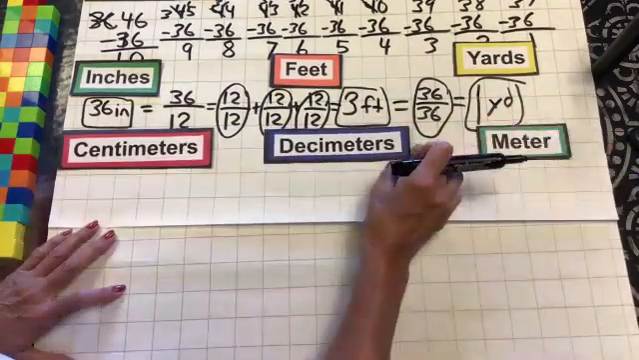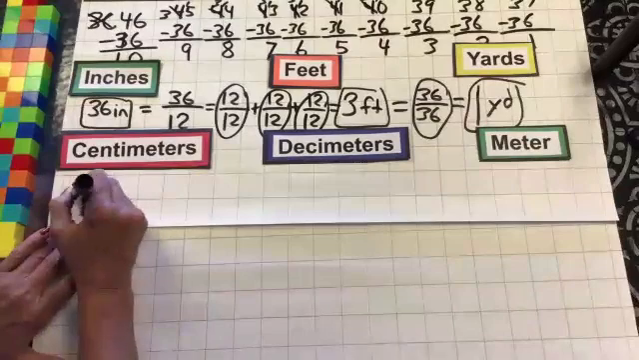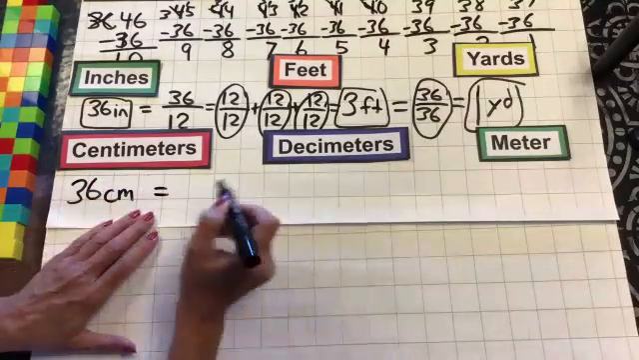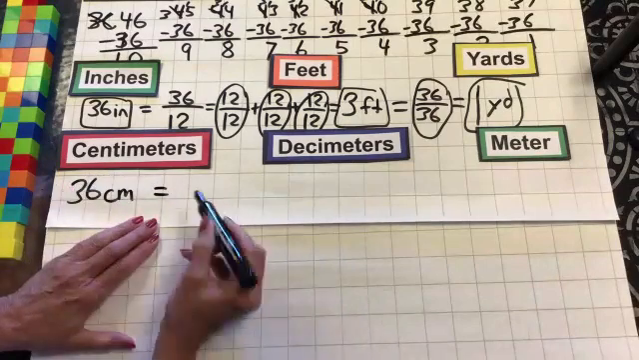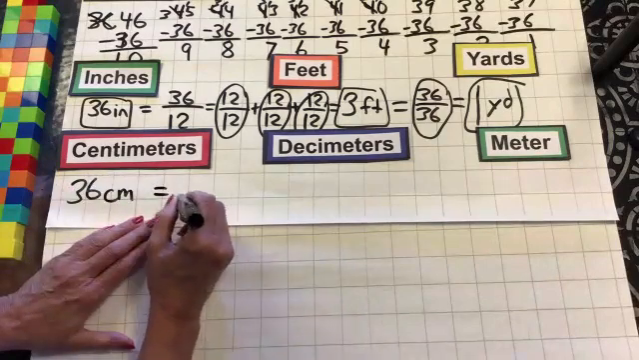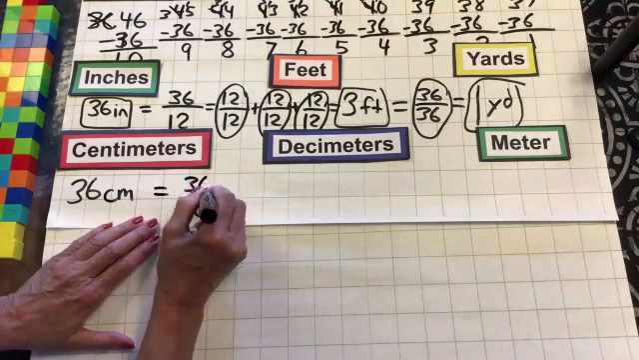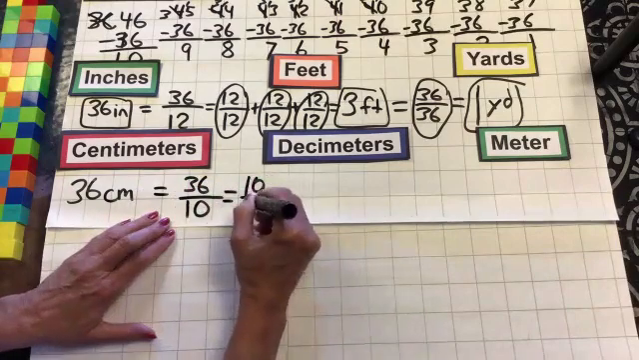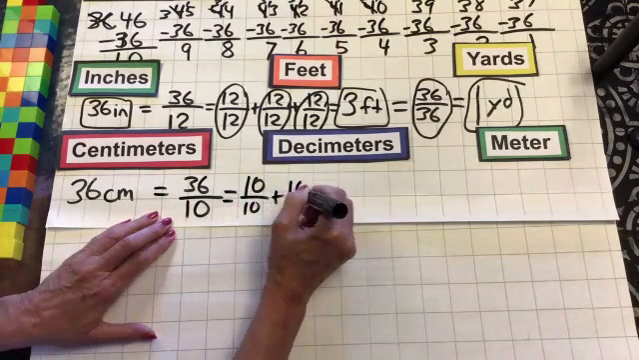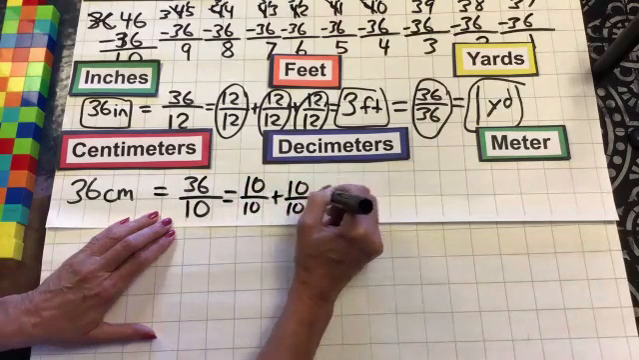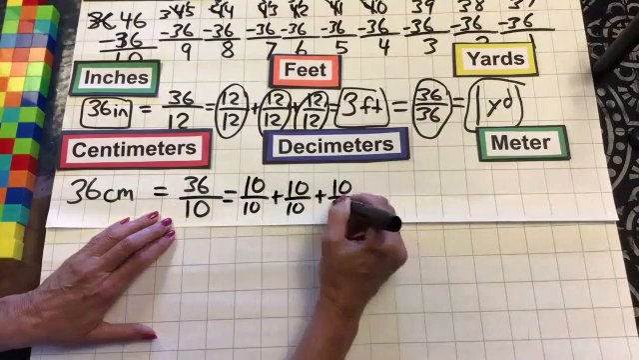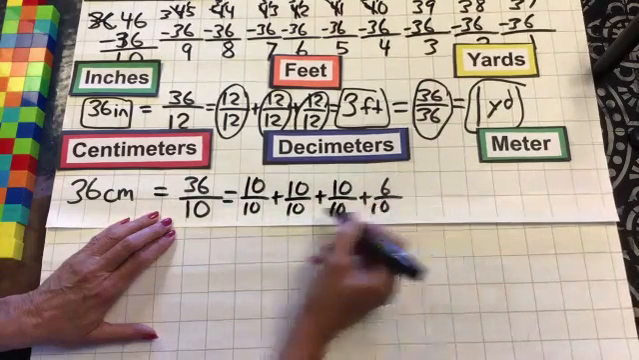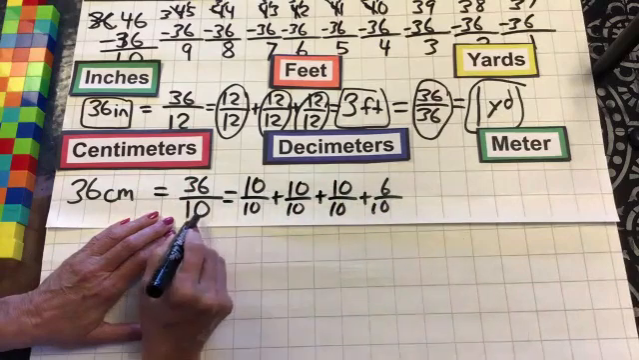All right, so here we go. 36 centimeters, which equal, well, it takes 10 centimeters to make a decimeter, so we're going to put it over 10. That's an improper fraction, so we're going to break that one apart into tens. So that's 10, 20, 30, and we have 6. 36 tenths.